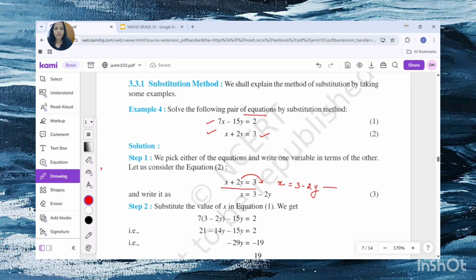So when you substitute the value of x in equation number 1, my equation number 1 is 7x minus 15y is equal to 2. I will substitute the value of x over here. So it will become 7 times (3 minus 2y) minus 15y is equal to 2. 7 into 3 is 21 minus 14y minus 15y is equal to 2. And then you can further solve it.